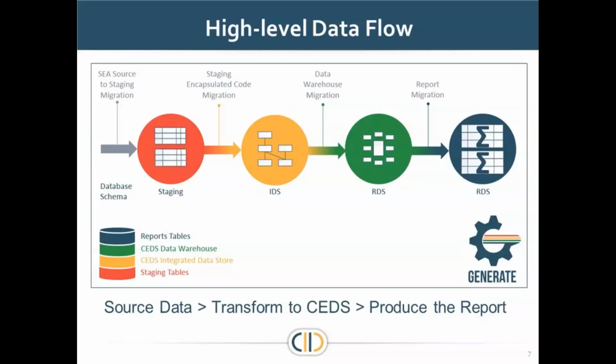So there are essentially 4 steps the data go through to produce the EDFacts report. Those are staging, and then it moves on to the CEDS integrated data store. From there, it goes into the CEDS data warehouse, and then finally into the reports tables. All of the data migration process is housed in a single Generate database. So it's one structure. And basically, to put the whole process simply, at the bottom of the screen, you take your data, you turn it into CEDS, and then you produce the report. Generate produces the report out of that.